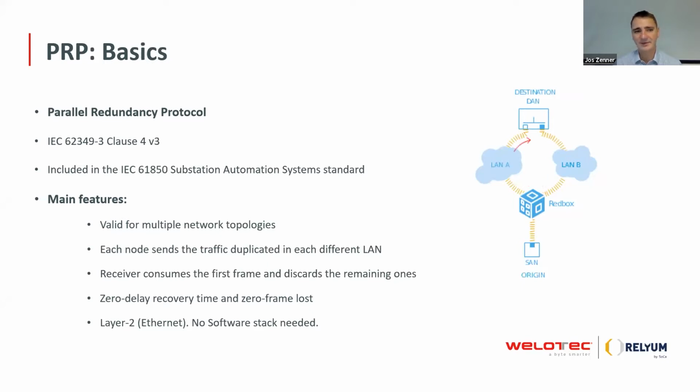So you can use PRP in multiple network topologies within substations. It's a protocol that is also part of the IEC 61850 standard family. And it allows you to have zero delay recovery time and zero frame loss, so for highly reliable networks. Very important, it's a switching protocol, so it's layer 2, so you don't need any routing or software stack or anything within your application to run PRP.